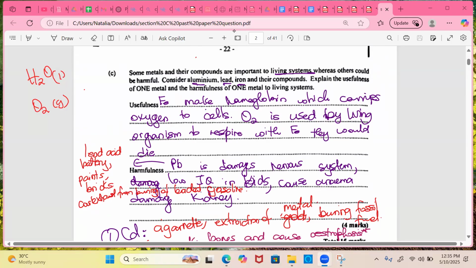For the usefulness, we are using iron. Iron makes hemoglobin, which carries oxygen to the cells. Oxygen is used by living organisms to respire. So without Fe, we would be weak and tired, and perhaps anemic, or eventually dying.